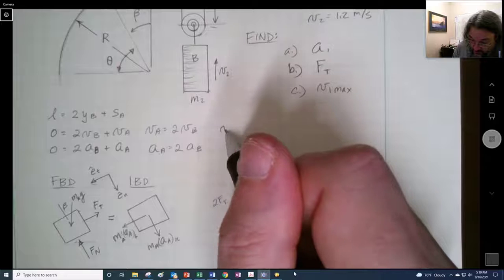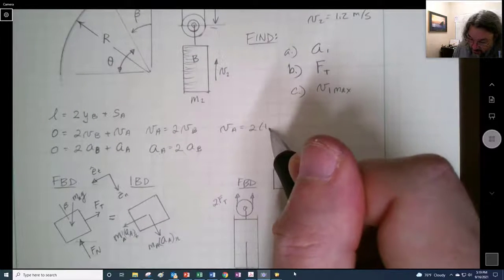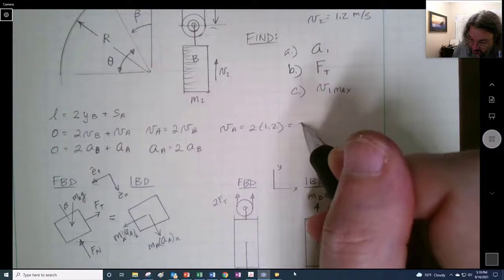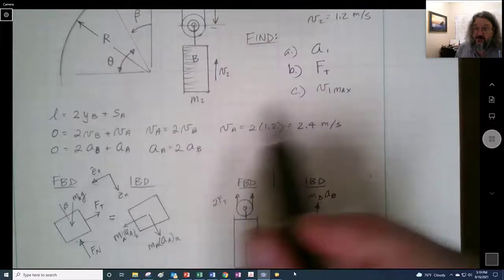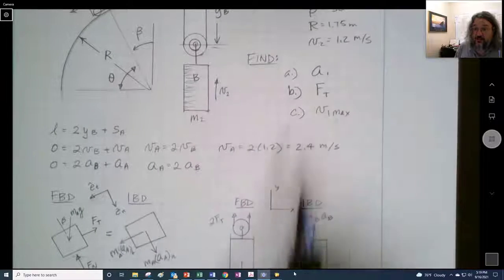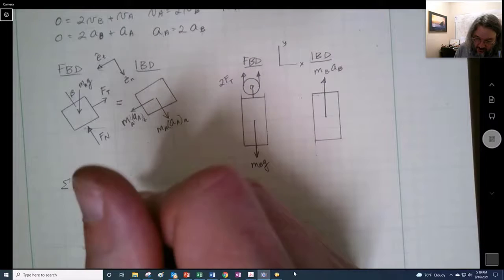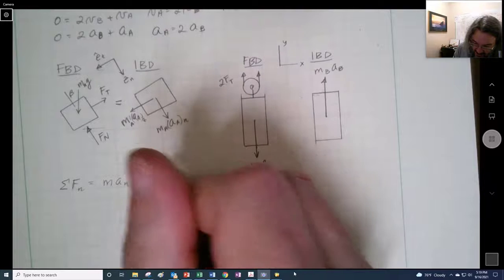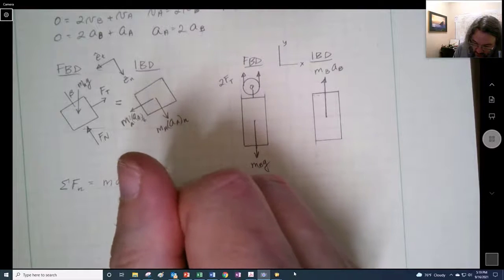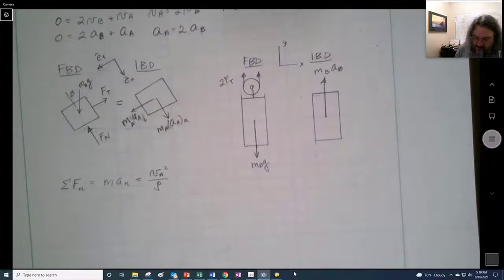up here. I can say the velocity of A at this instant is going to be 2 times the velocity of B at 1.2, so I can equal to 2.4 meters per second is what the velocity of A at this moment is, given by this guy right up there. So when I get down to here, we know that's going to be the velocity of A squared over rho. That's the reason why they gave us that thing.